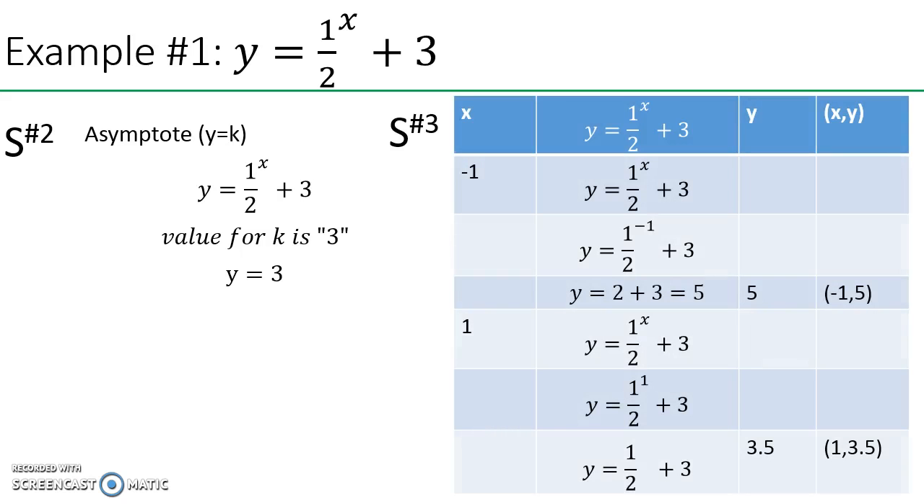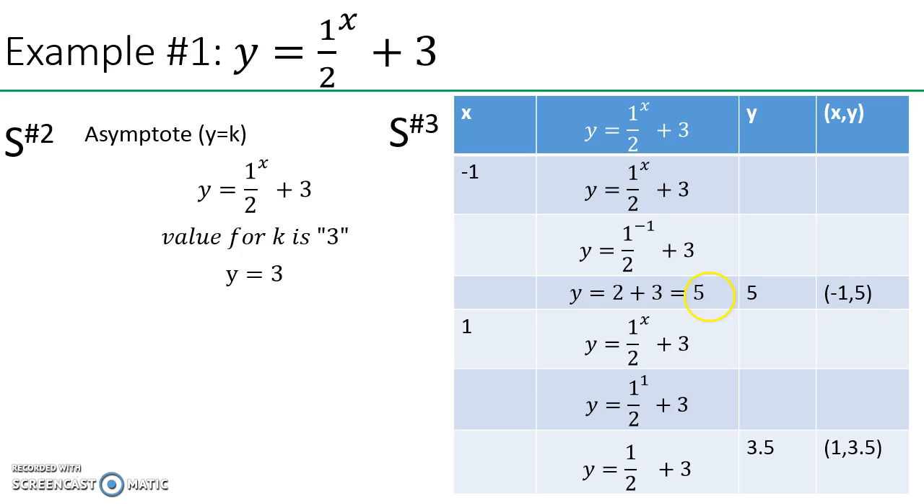Now let's put together our input-output table. What you do for an input-output table is you get your input value, plug it in, and then solve for an output value. So here we have -1 and 1. I chose -1 and 1 because they're simple numbers. I took my -1 and plugged it into my original equation, substituting -1 for the x. So now I have y equals 1/2 raised to the -1 power plus 3. Remember, a negative exponent flips whatever it's attached to. So 1/2 to the -1 power becomes 2 to the 1 power, which is 2. So now I have y equals 2 plus 3, which gives me 5. And so my first point is (-1, 5).